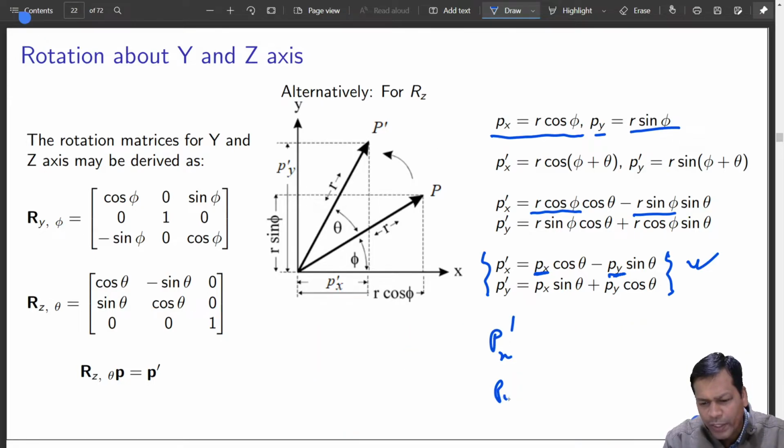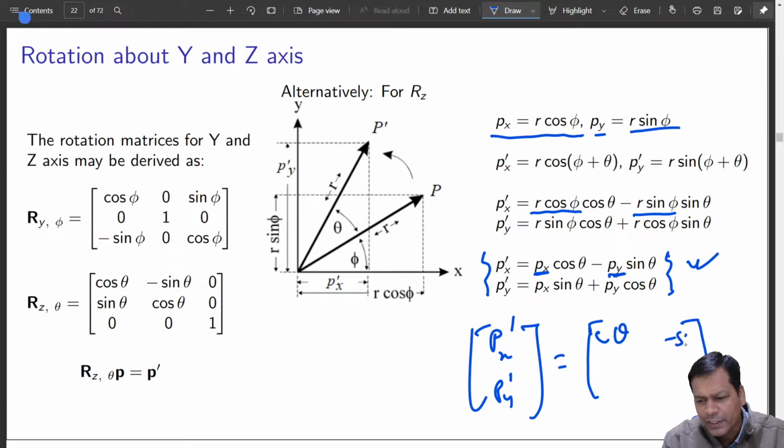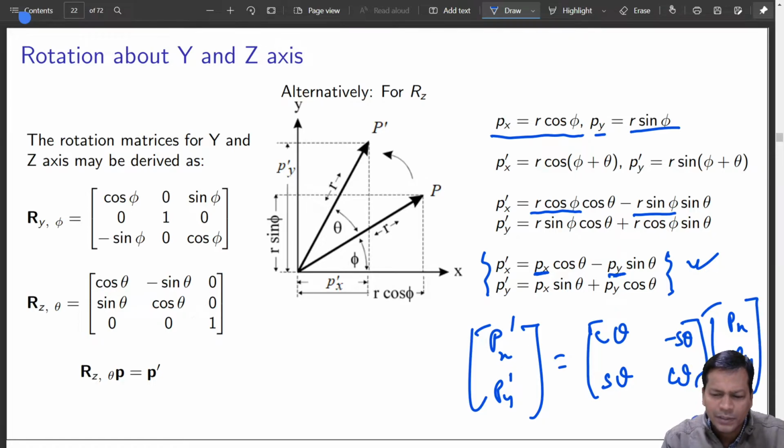Px dash, py dash is basically the resultant of multiplying with the matrix cos theta, minus sin theta, and sin theta, cos theta, and this is your px, py. So I hope this is correct, you can obtain this. Can you get this? This is simple. This is your transformation matrix for rotation about z axis by an angle theta.